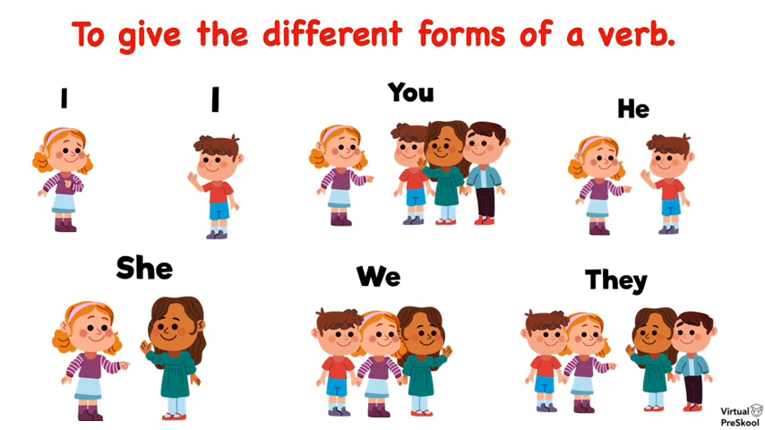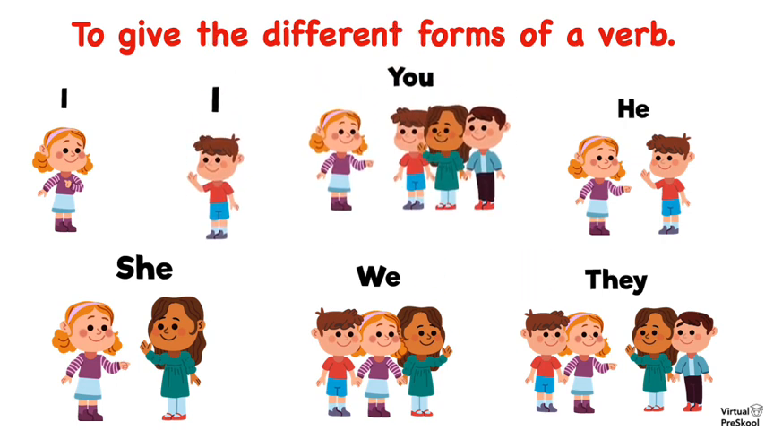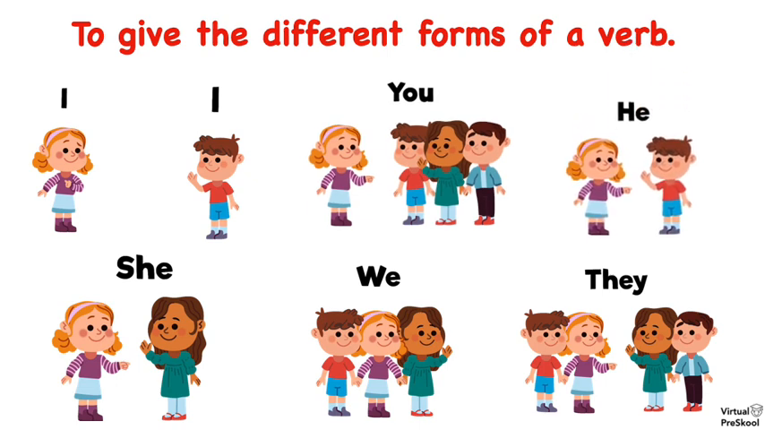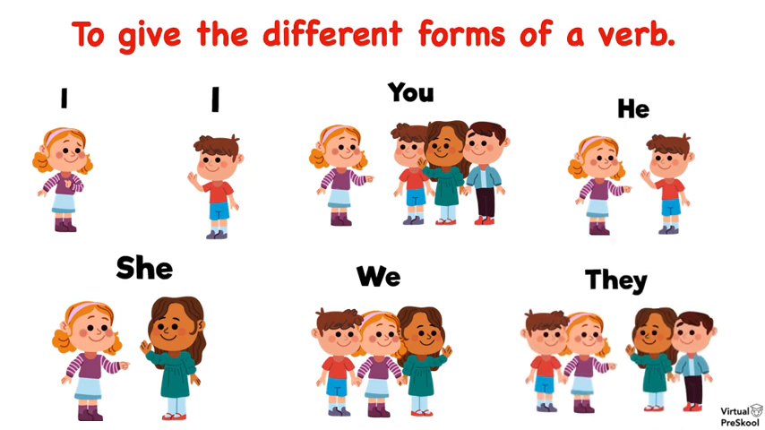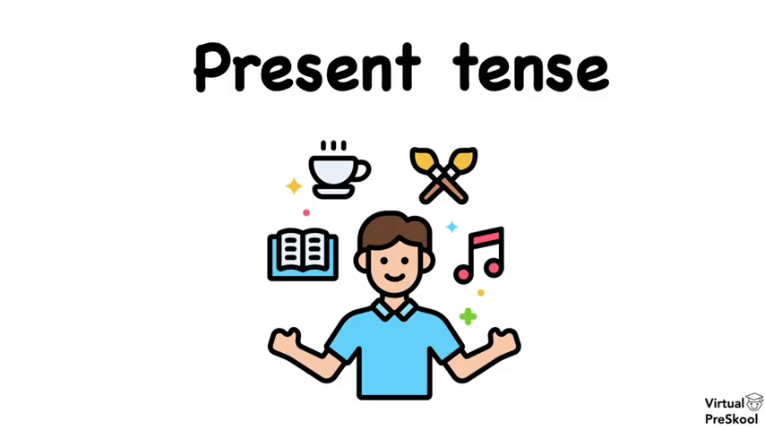For example, I read for a female, or I read for a male, or you read, he reads, she reads, we read, and they read. For each of these, in Hindi, the verb will change, and that changing of the verb is called conjugation. As I said, we're going to conjugate the verb in 4 tenses.